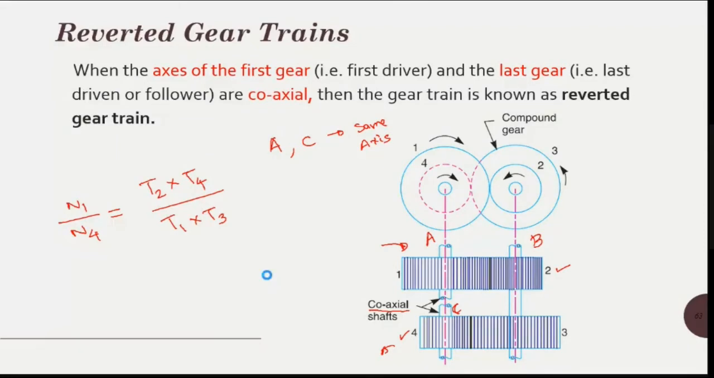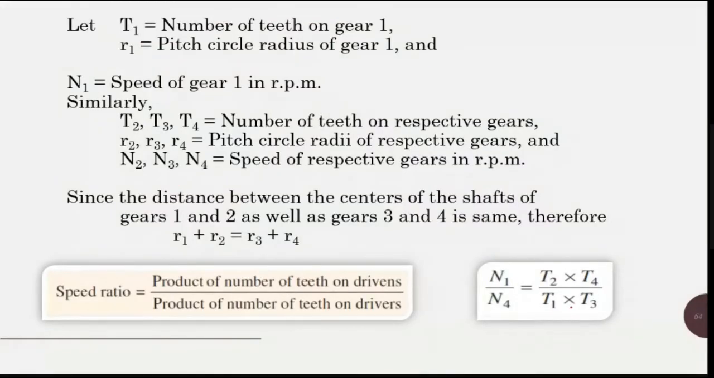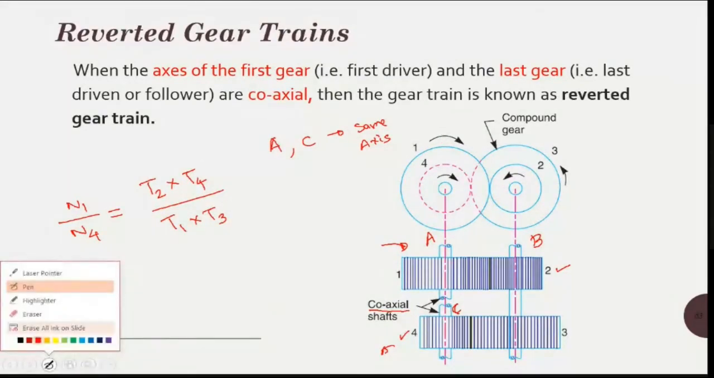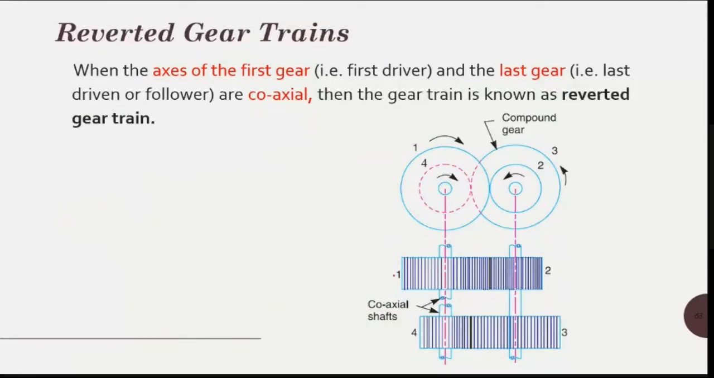The same thing is here, T2 into T4 over T1 into T3. Then what is the difference here? This is the main difference. The addition of these 2 gears is always the same, so the center to center distance is the same. Look here, when I draw the axis, you can see it. I will erase all these things and start here.